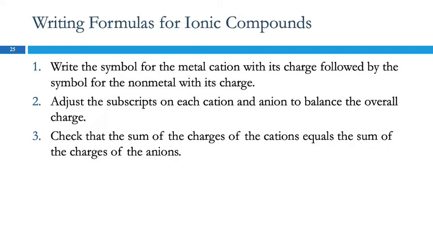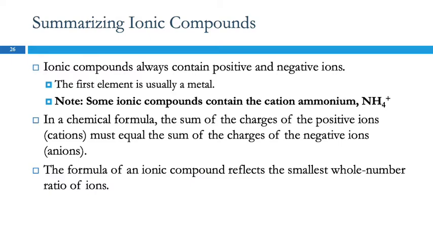So they are different. So we've got the metal cation. We're going to write its symbol and its charge. And then we're going to write the non-metal with its charge. And then we have to figure out how many of each of them we need. We're going to use subscripts so that overall our formula is neutral. And then you should always check.